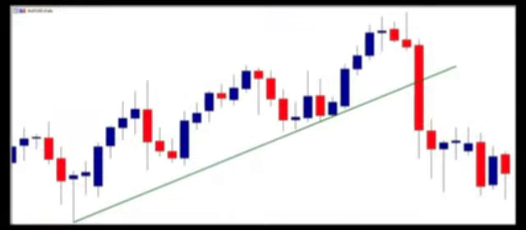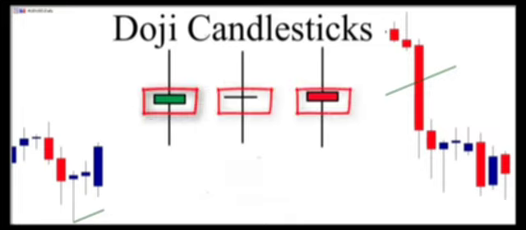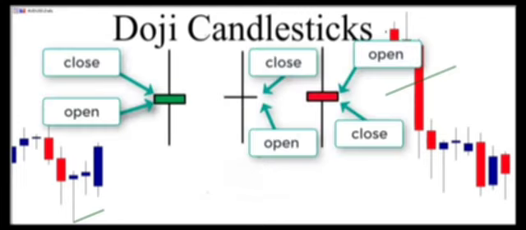The first candlestick pattern we look for is the doji candlestick. The doji candlestick is a unique candle that reveals indecision in the market. Neither buyers nor sellers are in control. The doji candlestick is characterized by its cross shape. This happens when the market opens and closes at the same level, leaving a small or non-existing body.